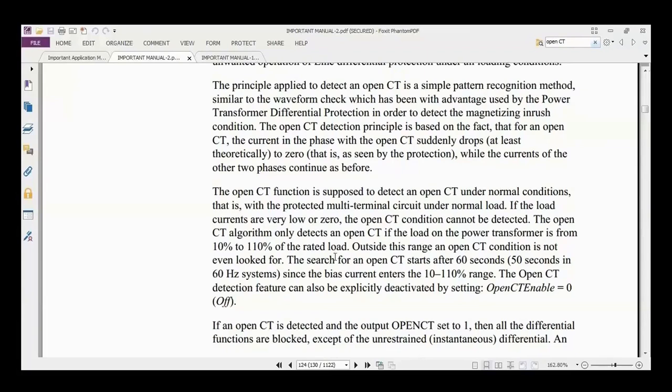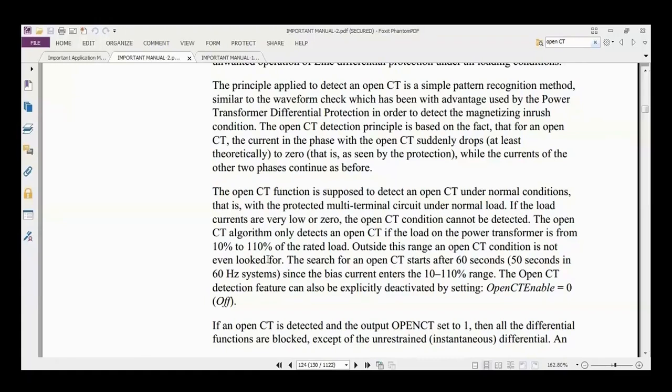All good? Outside this range, an open-phase condition is ignored. If your load is less than 10%, it will not work. The load current is very low. An open phase cannot be detected below 10%. Operating below 10% means it must be cut off.